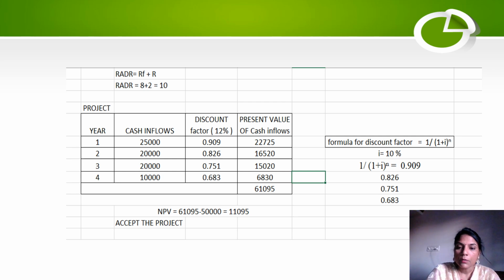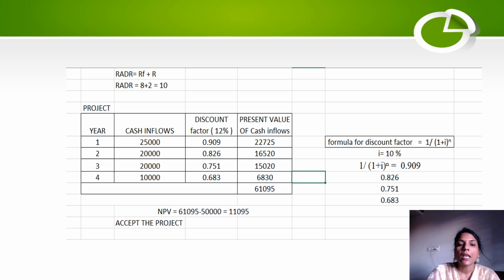So for the first year, 1 divided by 1.1 gives 0.909. For the second year, it will be 0.909 divided by once again 1.1. It will give you 0.826. It will keep on going. So first we will calculate these discounting factors, and the cash inflow should be multiplied by the discounting factor.